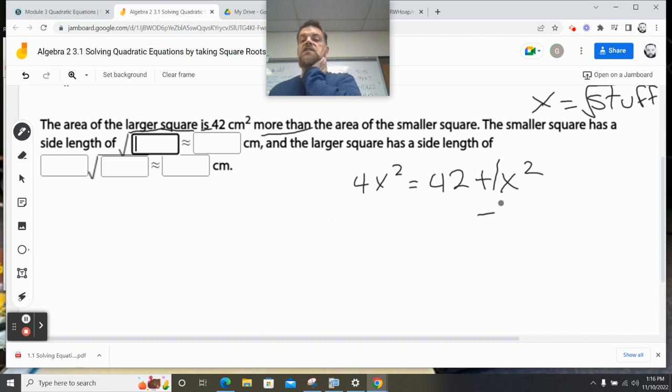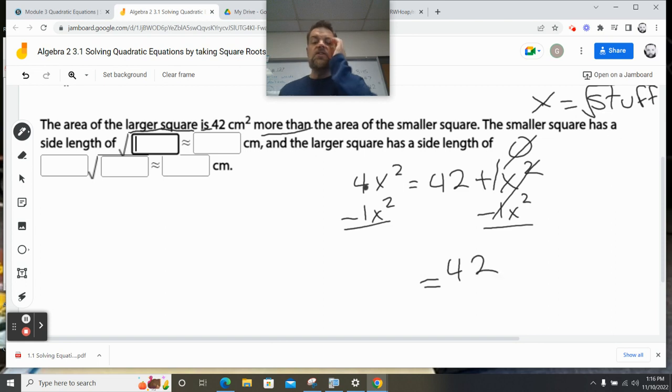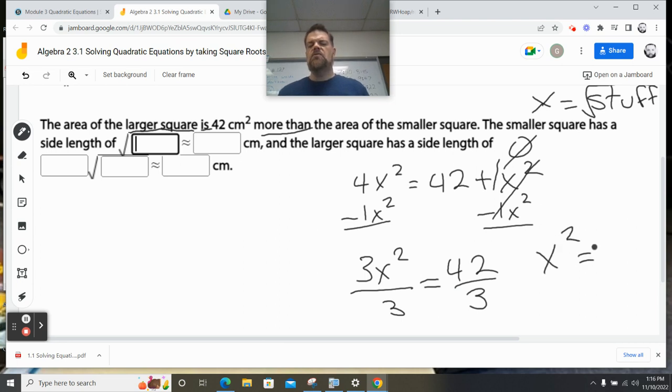So what I can do is subtract 1x squared from both sides. What's 1x squared minus 1x squared? 0. What's 0 plus 42? Just 42. Now, what's 4x squared minus 1x squared? 3x squared. Okay. So now I'm going to divide both sides by 3, and I get x squared is equal to, what's 42 divided by 3? 14. Okay.